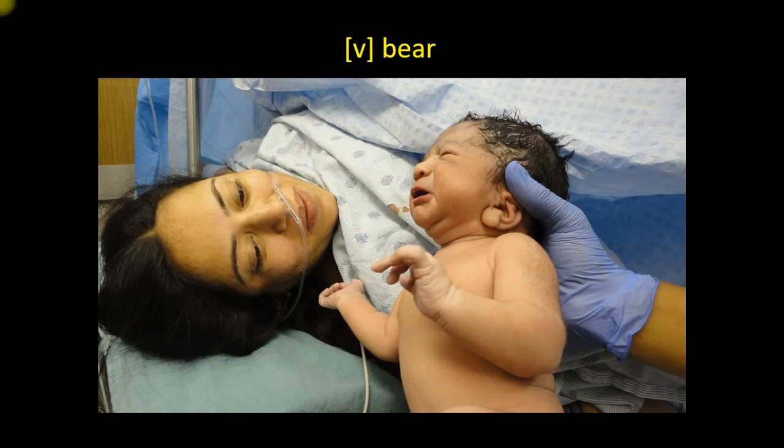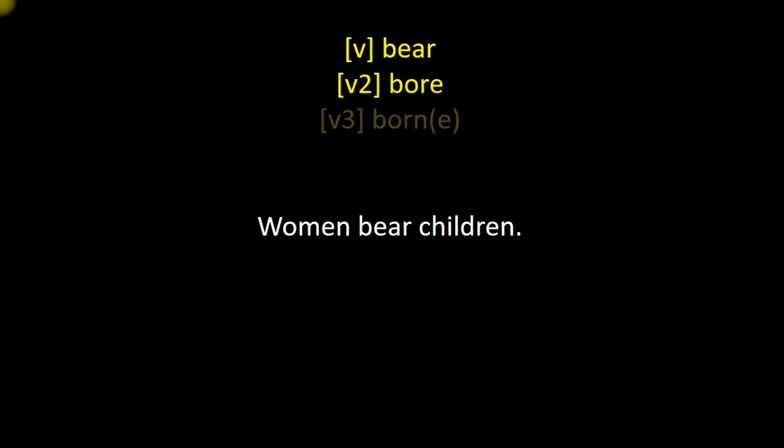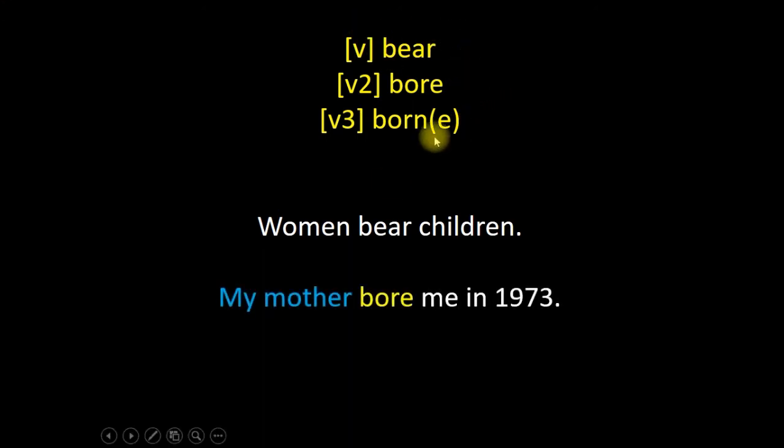So actually, what you could say is that women bear children. Here, bear is the verb. And the past tense would be bore. And then the past participle, or verb 3, it'd be born. So, bear, bore, born. So we could say, my mother bore me in 1973. Or we could say, I was born in 1973.